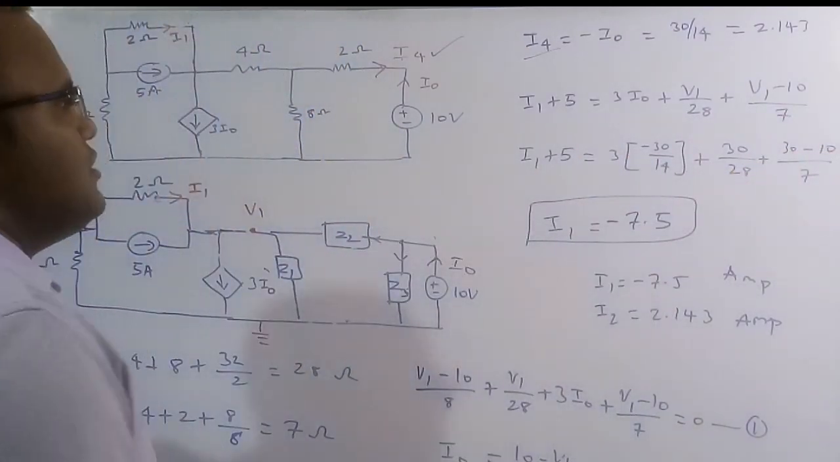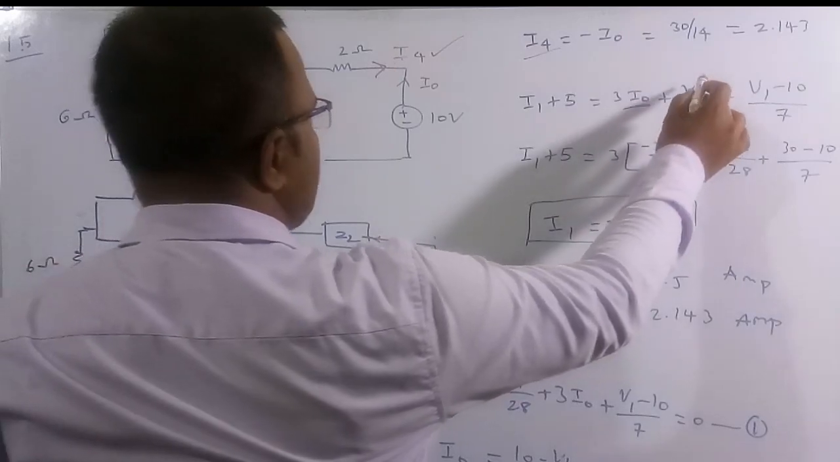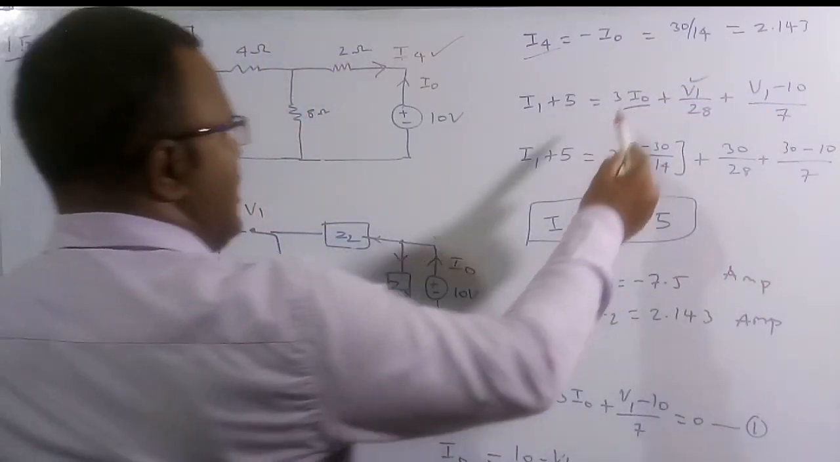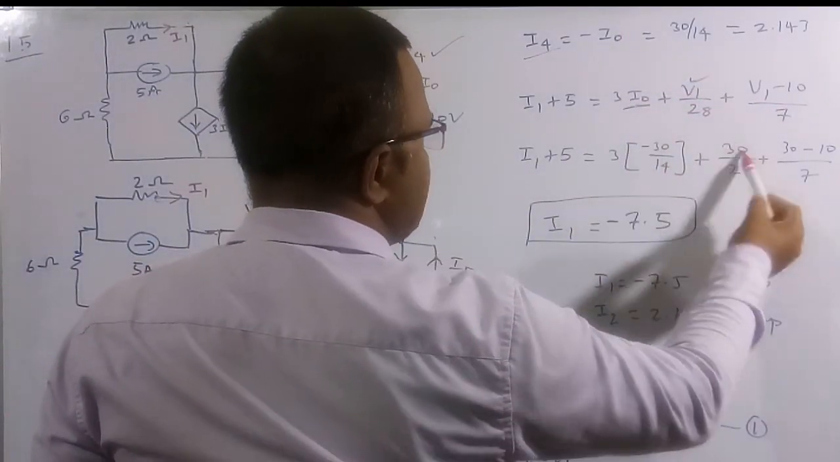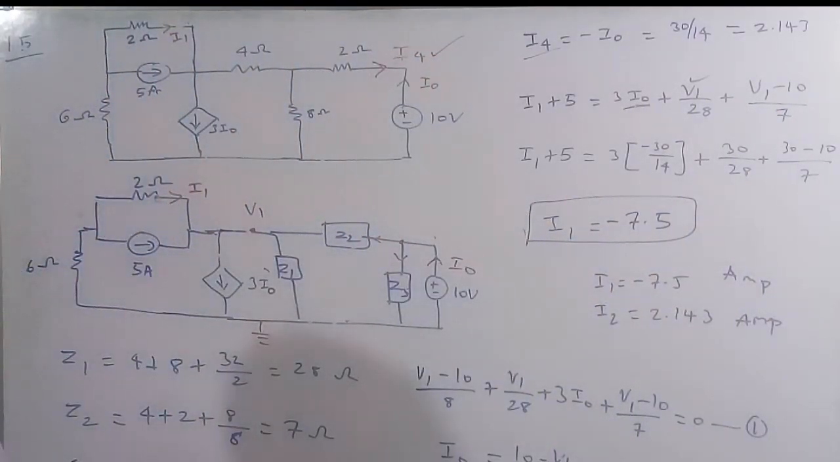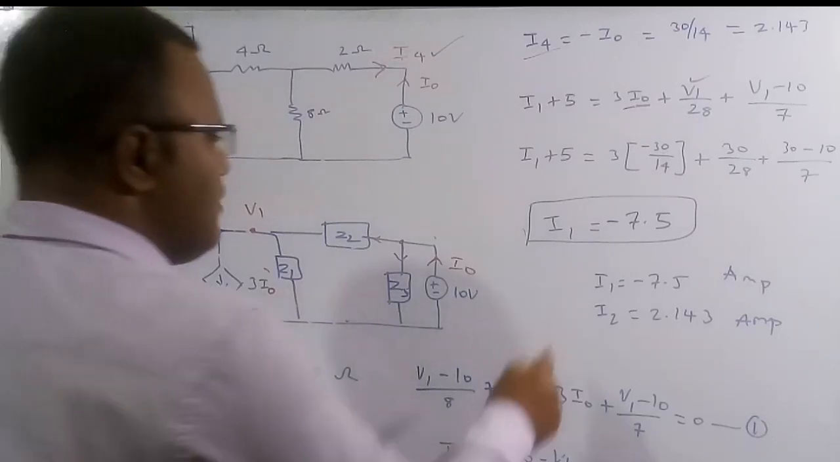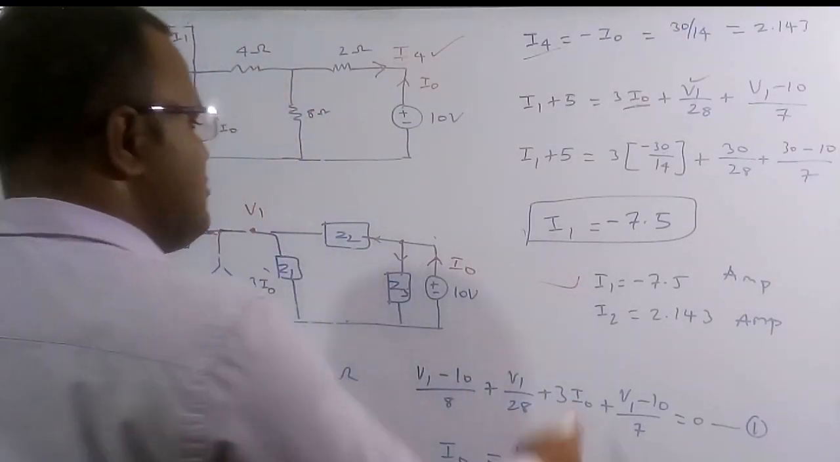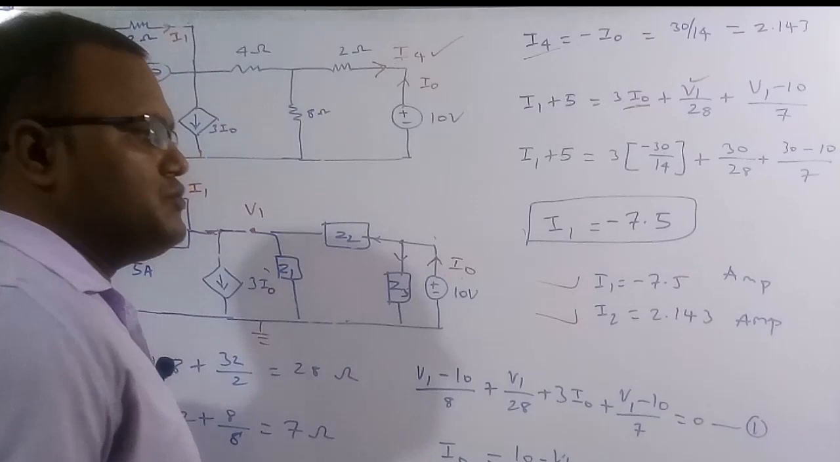If you solve this one, we know the value of I0 and we know the value of V1. So substitute them. I0 is minus 13 by 14 and V1 is 30. Substituting there, finally we are going to get the value of I1, which is minus 7.5 ampere. Therefore the value of I1 is minus 7.5 ampere and the value of I2 is 2.143 ampere.